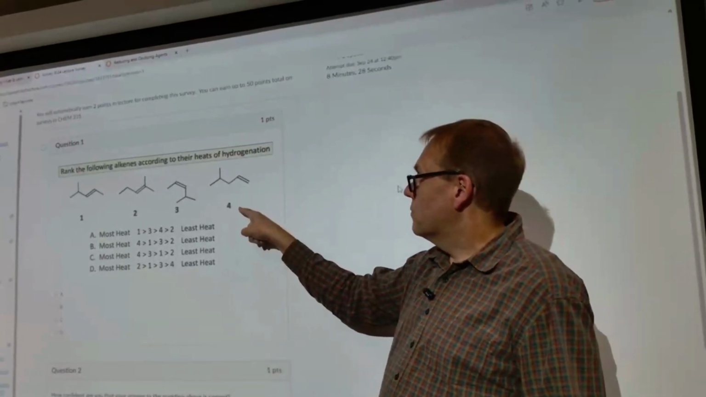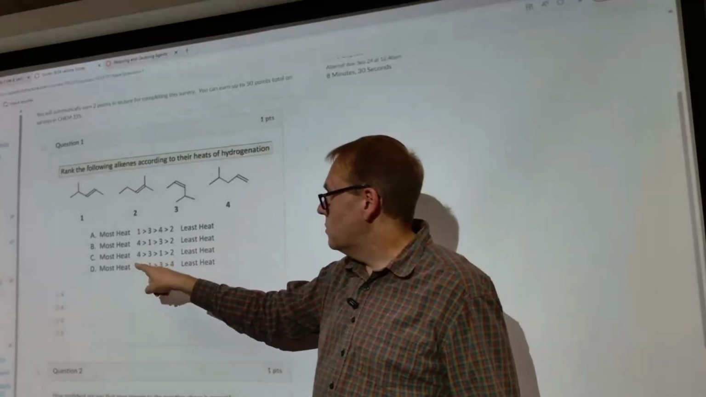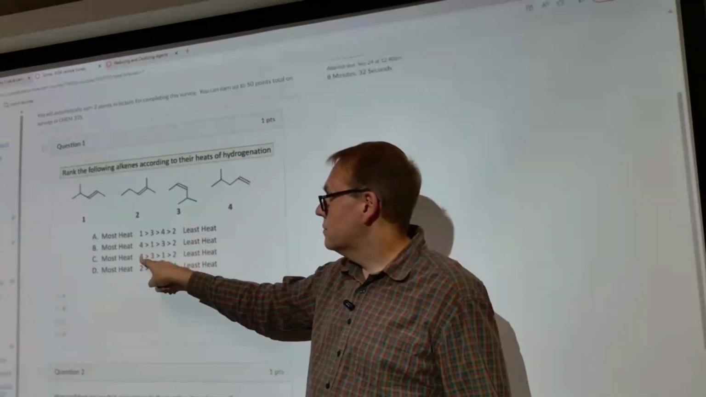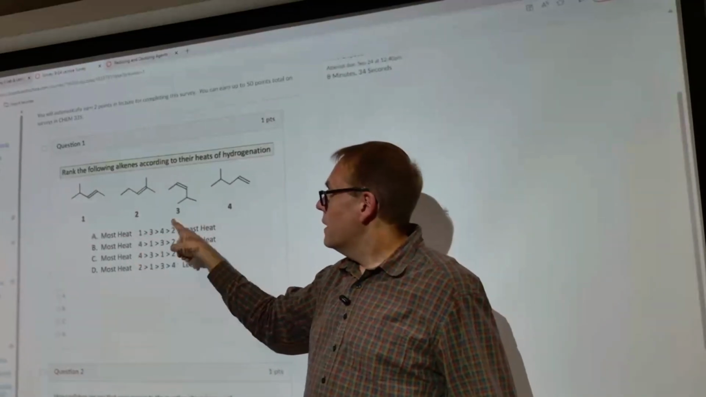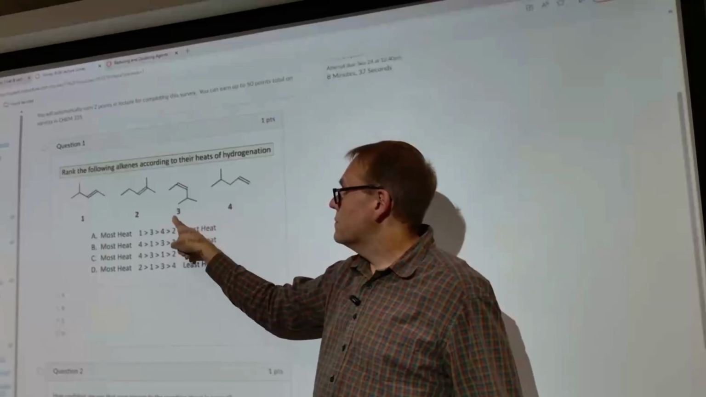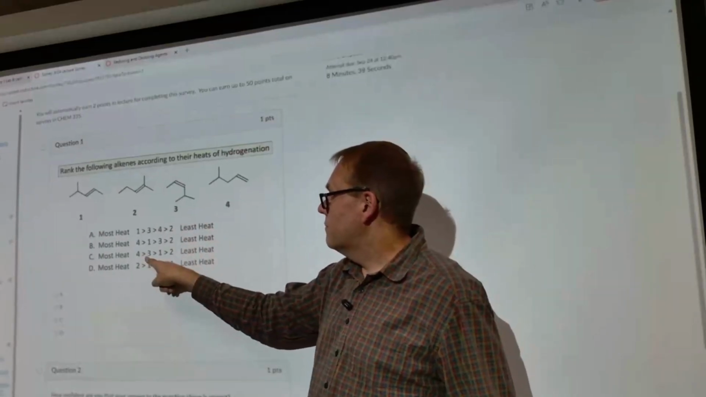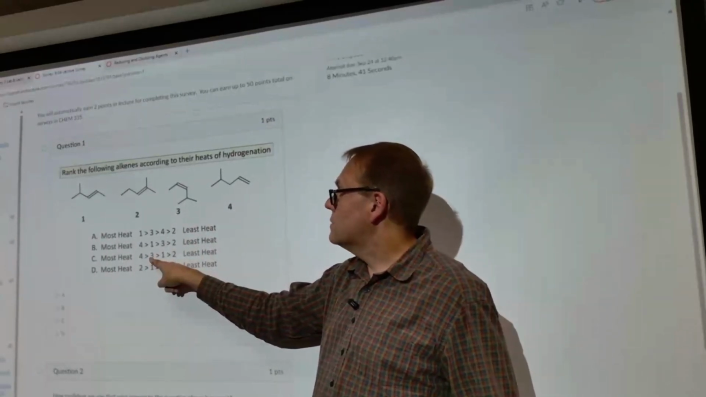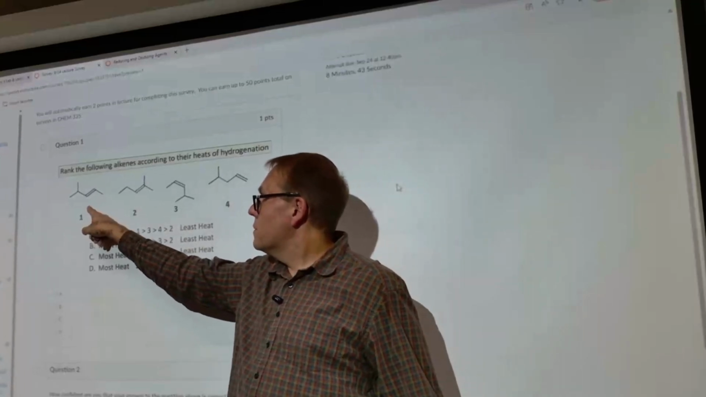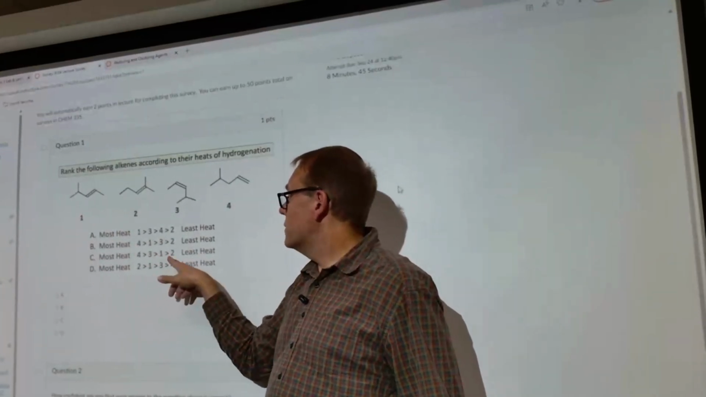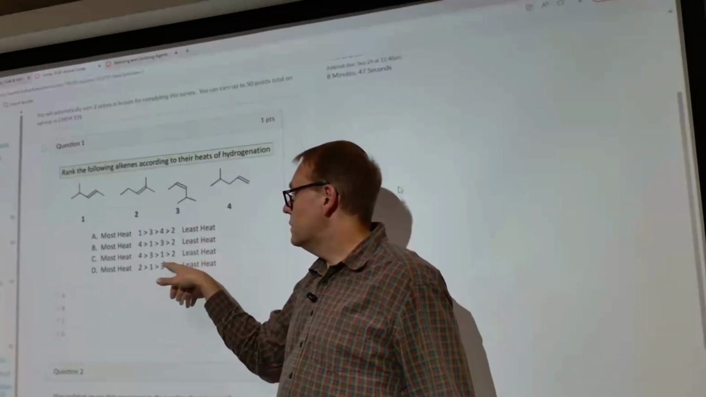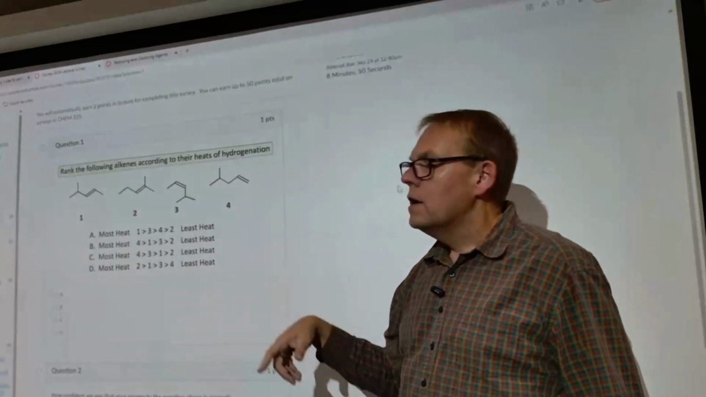The least stable, number 4, gives off the most heat. So number 4 is going to generate the most heat. Then the next least stable one is the cis disubstituted alkene. That's going to give a little less heat. Number 1, the disubstituted trans, will give off less heat, and then the trisubstituted will give off even less heat. So the correct answer here is C.